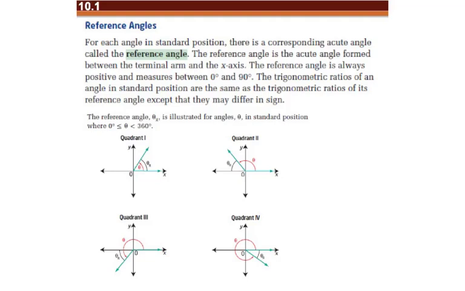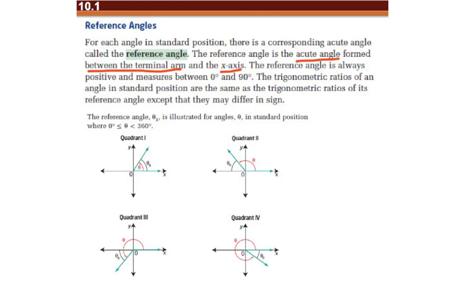Something that we will commonly need to do when dealing with angles is determine the reference angle for that angle. A reference angle, by definition, is an acute angle, so it has to be less than 90 degrees. It is formed between the terminal arm and the x-axis.